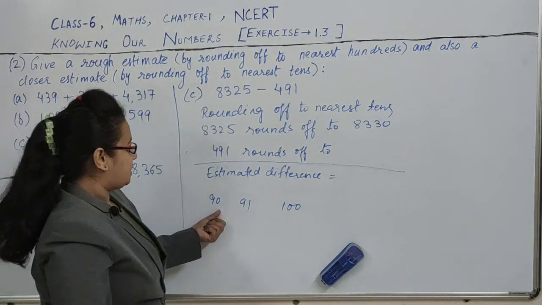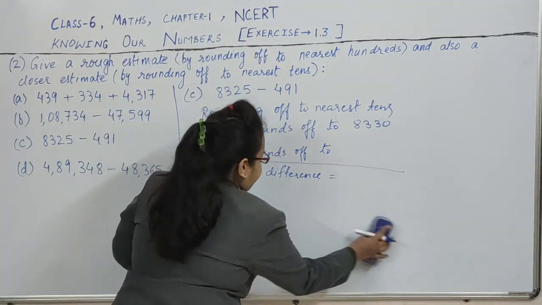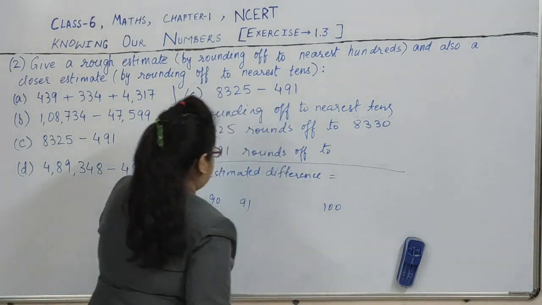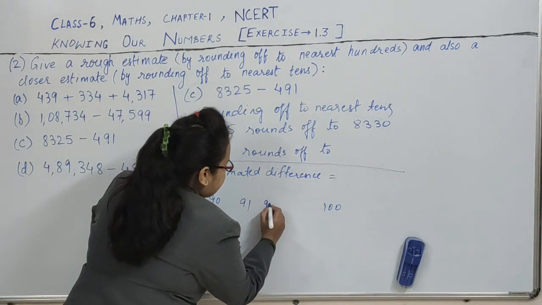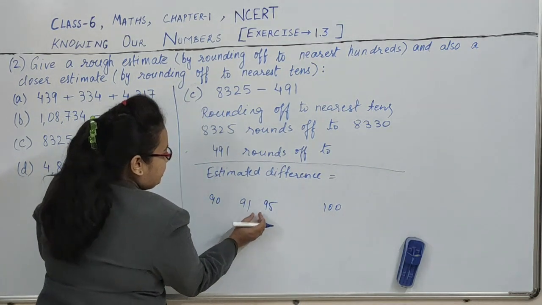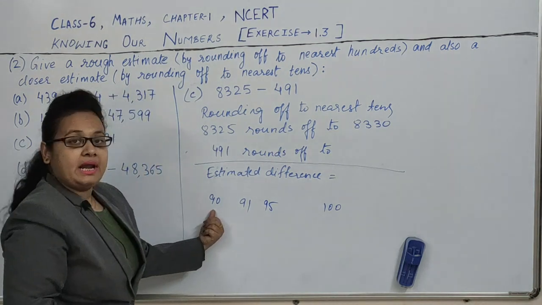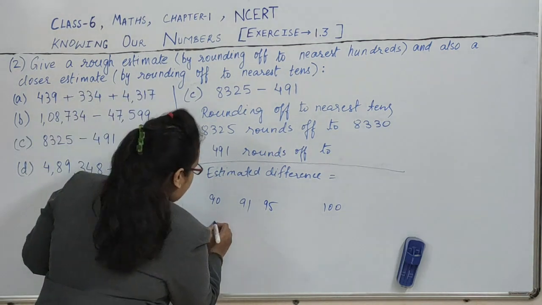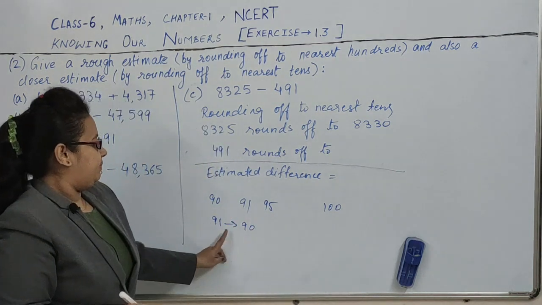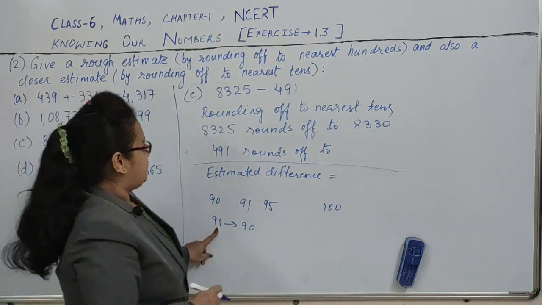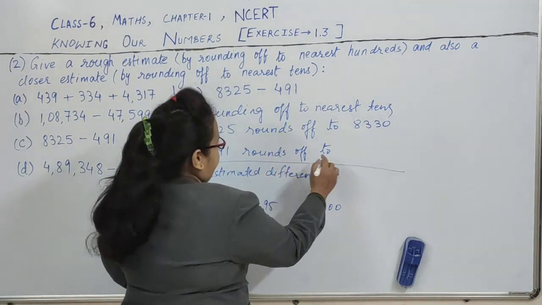Okay, and it is closer to 90. 91 lies between 90 and 100, and the middle number is 95. 91 is smaller than the middle number and it is closer to 90. So this 91 will be rounded off to 90. Okay. So what will it become?